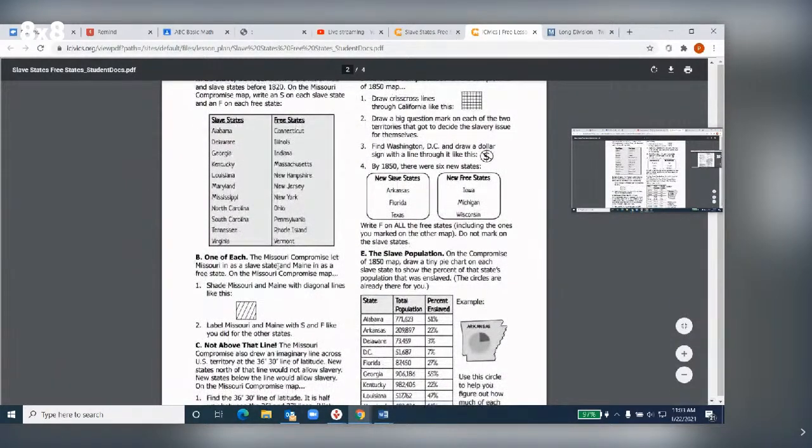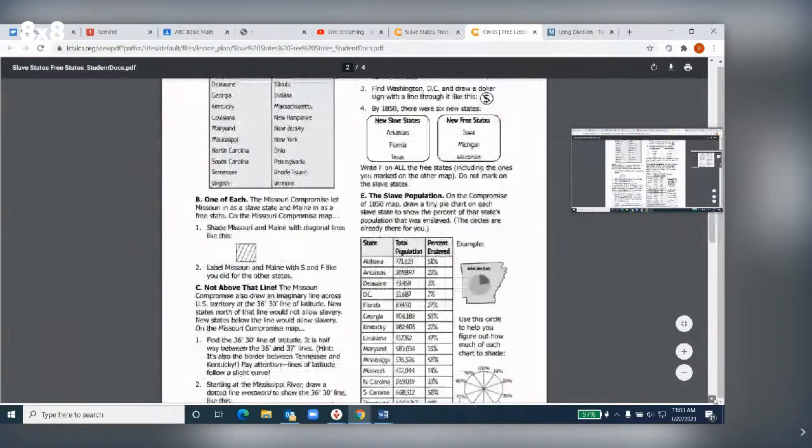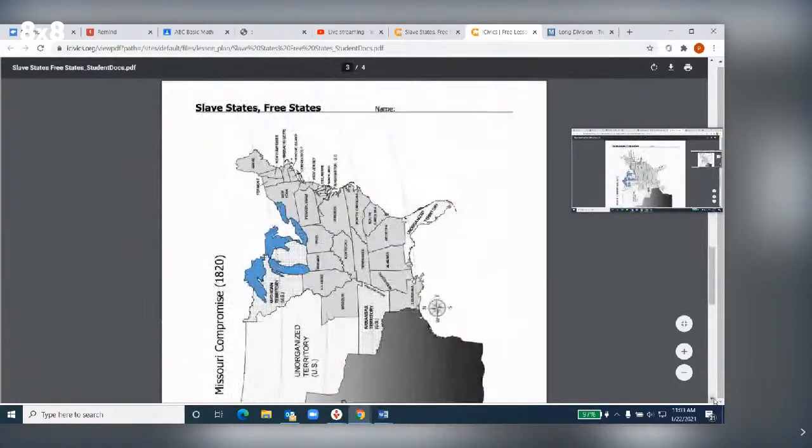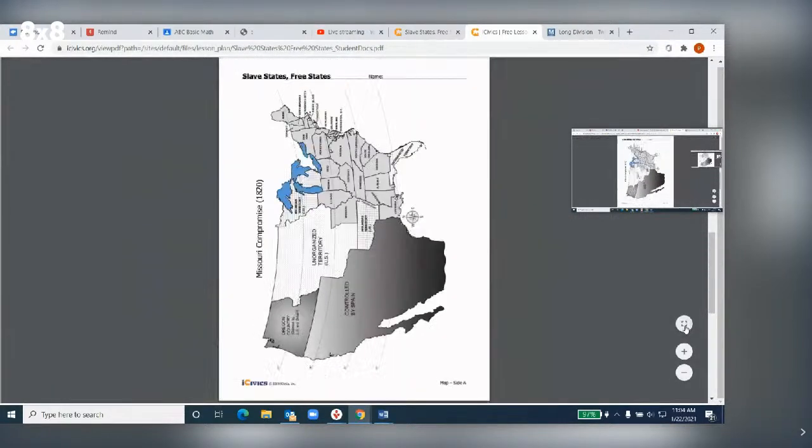So the Missouri Compromise left Missouri as a slave state and Maine as a free state. And down below, there is a map here, and I want to show you. Let me see. I will try to rotate this for you guys.